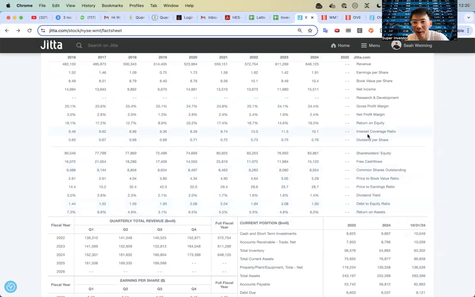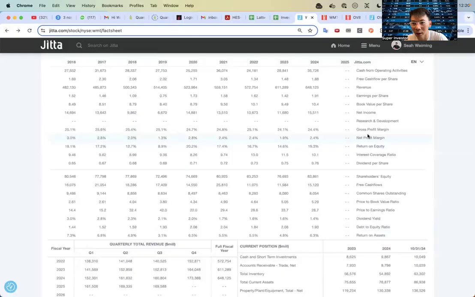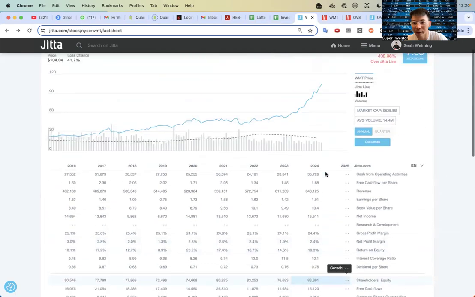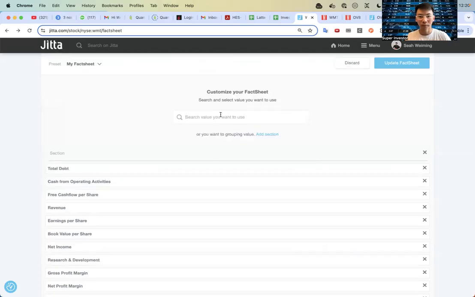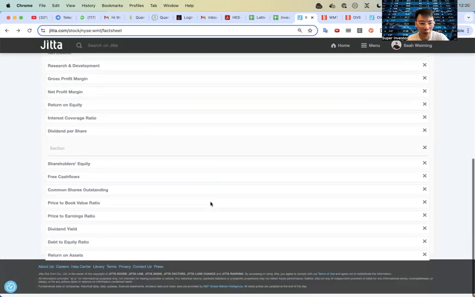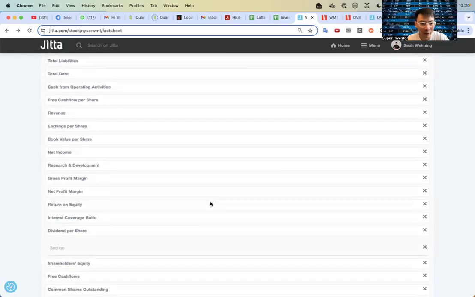So let's quickly take a look at their equity. We have this thing called book value. Shareholders' equity is $83 billion. If you look at their total debt, let's see whether we can find it. Total debt. Let's also look at total liabilities. Okay, let's update this and then compare it to their shareholders' equity.